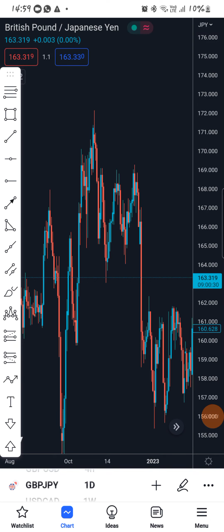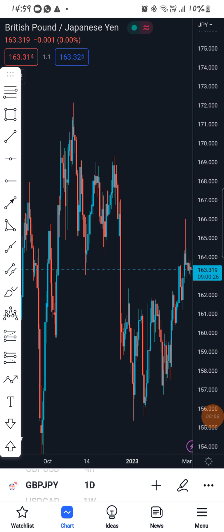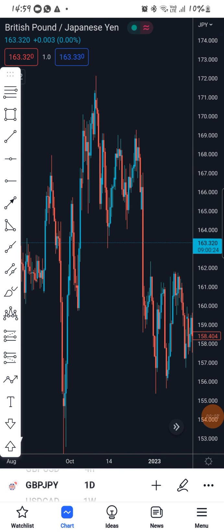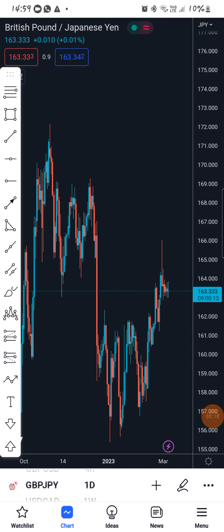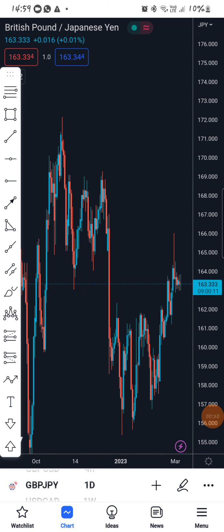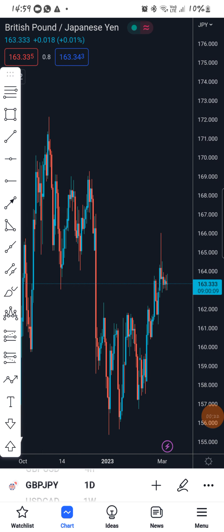Today we're going to be analyzing GBP/JPY. This analysis will be done from the TradingView mobile app. So without any further ado, let's get into it. Here we can see the chart for the GBP/JPY in the daily time frame.